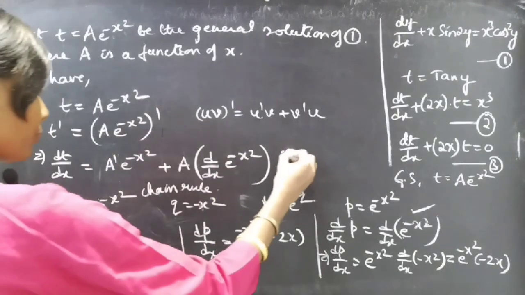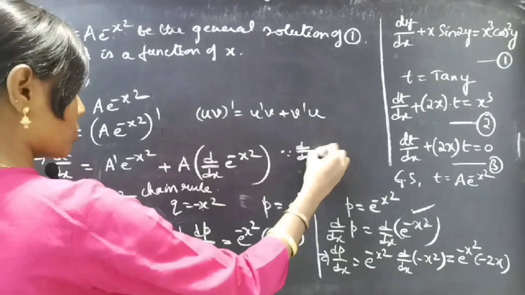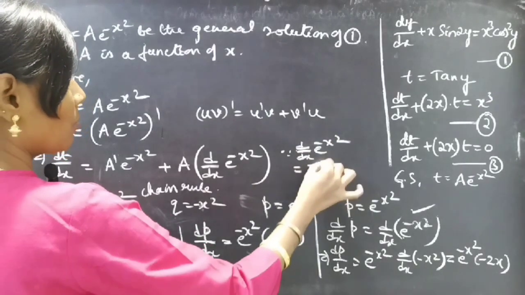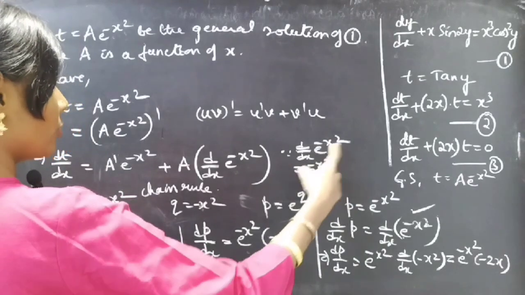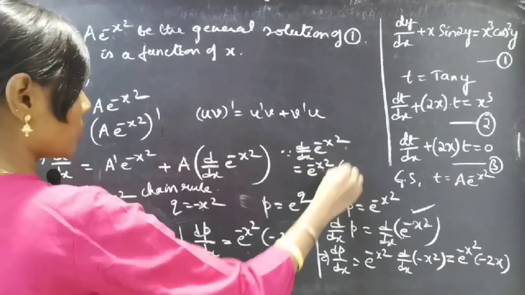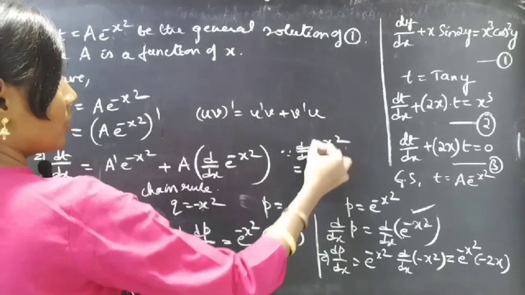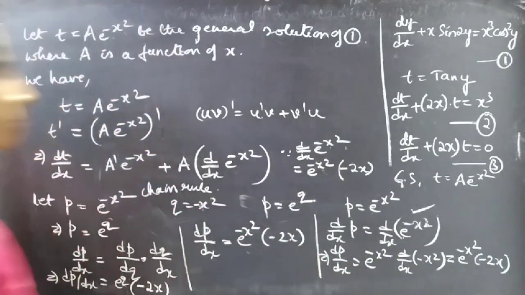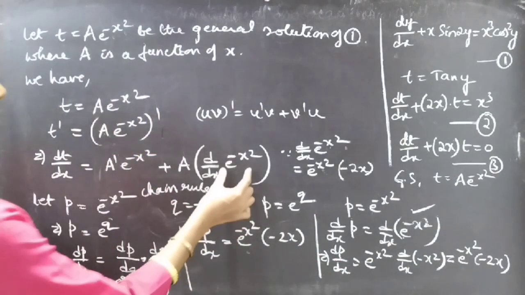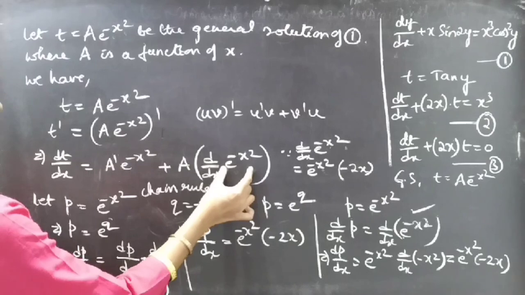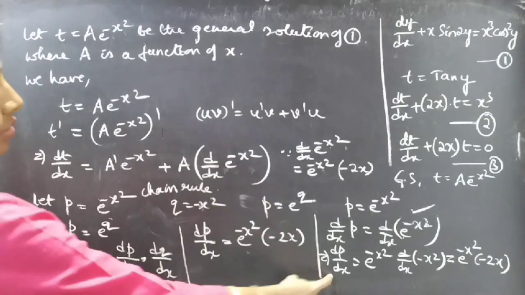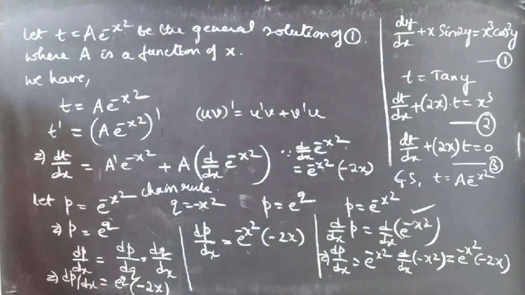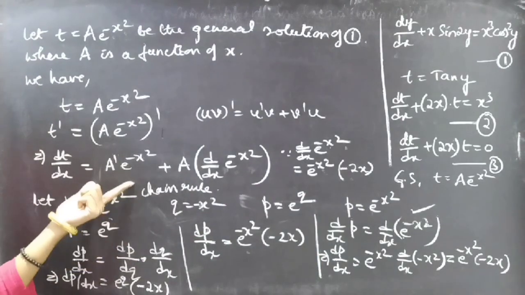Since d by dx of e power minus x square equals e power minus x square, that is, the derivative of e power minus x square is e power minus x square into the inner derivative, and the derivative of minus x square is minus 2x. If p equal to e power minus x square, then dp by dx is e power minus x square into minus 2x. I hope you understand. Now coming to the equation.